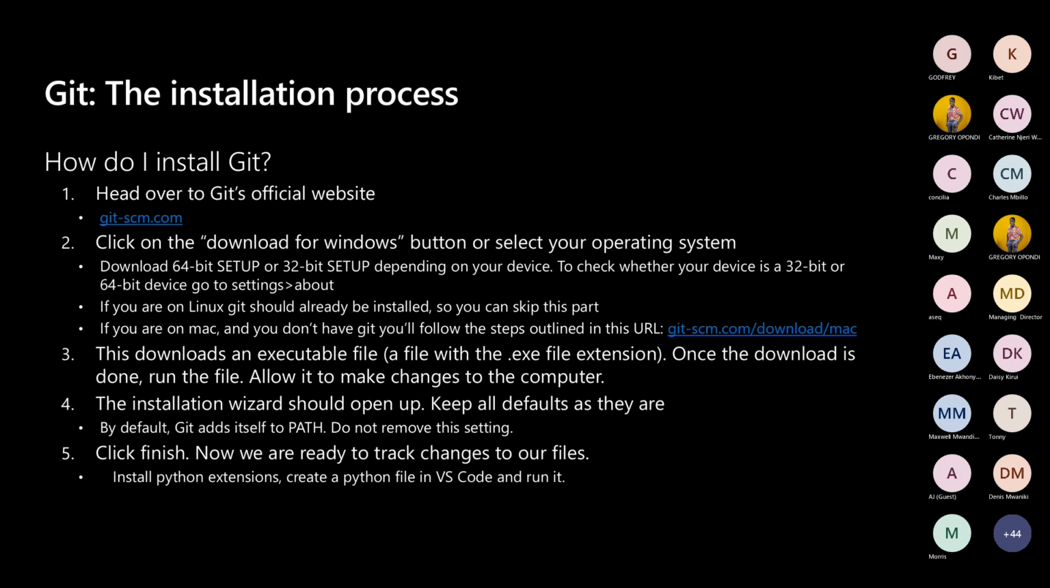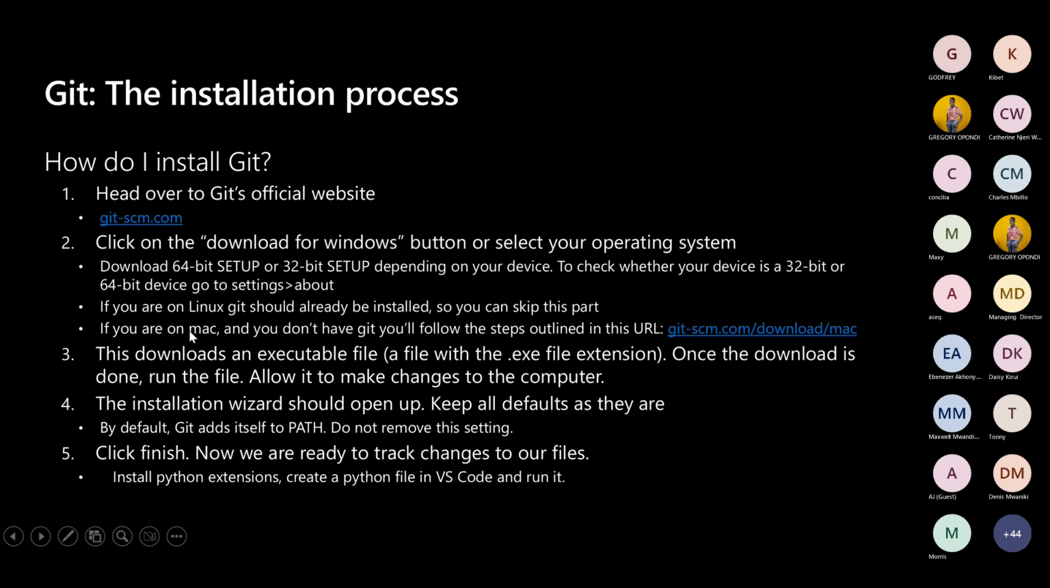So let's go over how to install Git. There have been a lot of installations. This should be the last one. So how to install Git? I'm going to head over to Git's official website, which is git-scm.com. Click on the download for Windows if you're on Windows, or select your operating system. If your machine is a 64-bit machine, you click on 64-bit setup. If it's 32-bit, click on 32-bit setup.